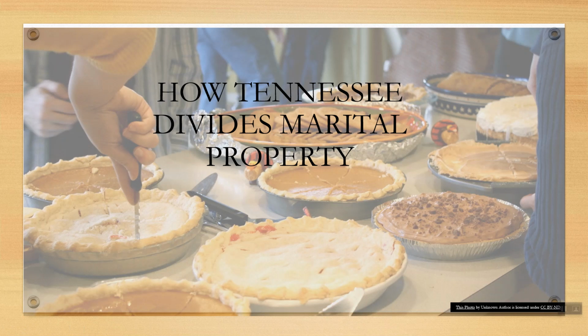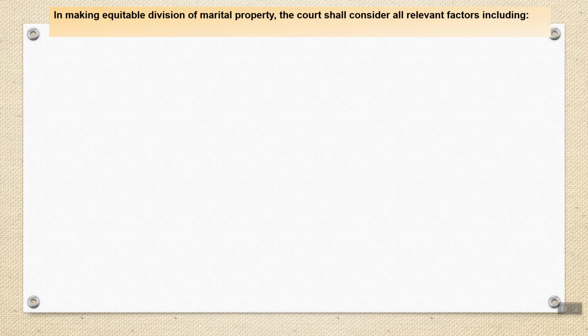The first question is, how does Tennessee divide marital property? One of the first things to look at is that the statute says, in making an equitable division of marital property, the court shall consider, it doesn't say it can consider, it says it shall consider all relevant factors, including these things.